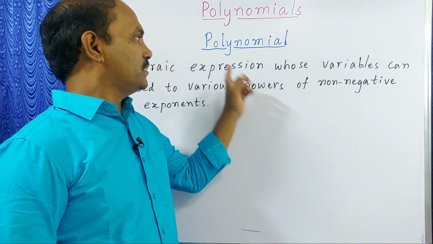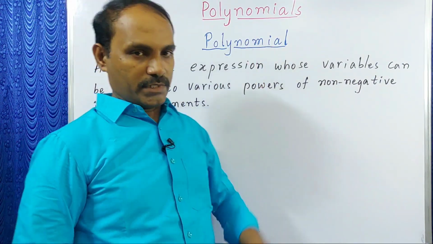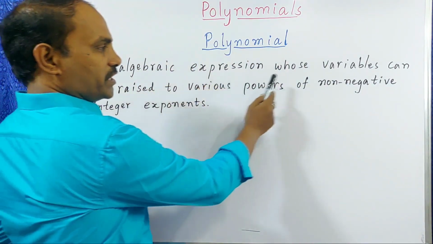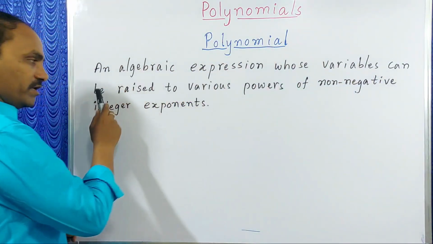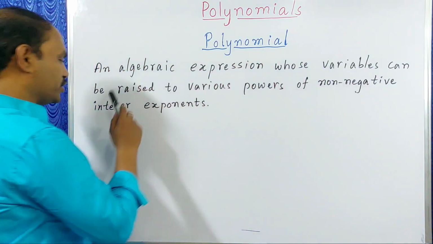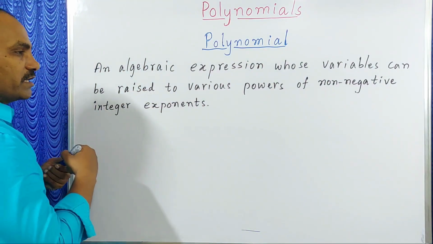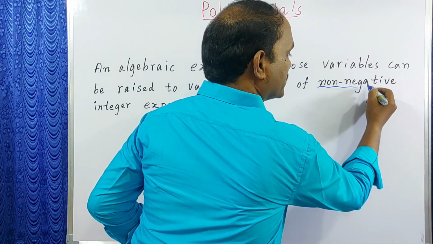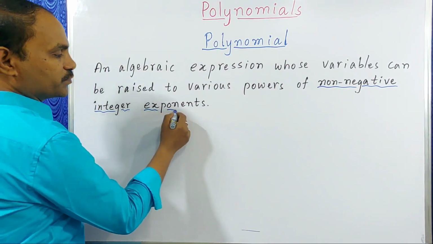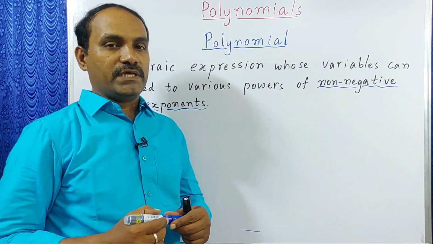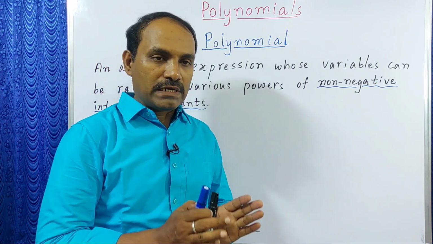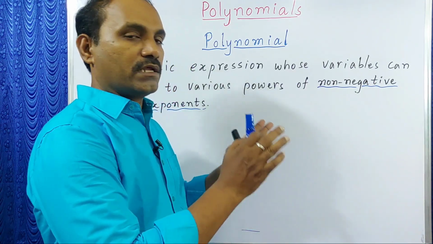The most important definition is polynomial. What is a polynomial? An algebraic expression whose variables can be raised to various powers with non-negative integer exponents. This is important, non-negative integer exponents. It means all the variables have only positive integral powers.